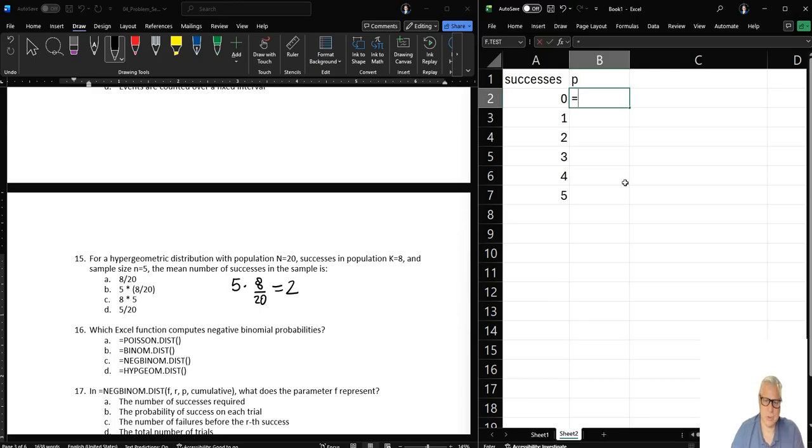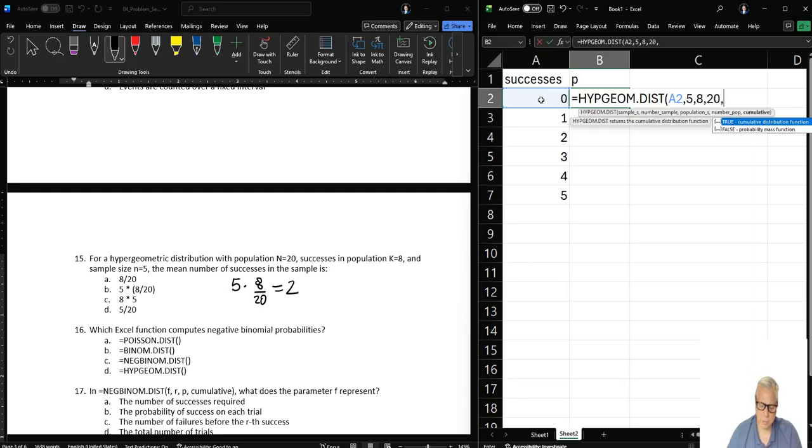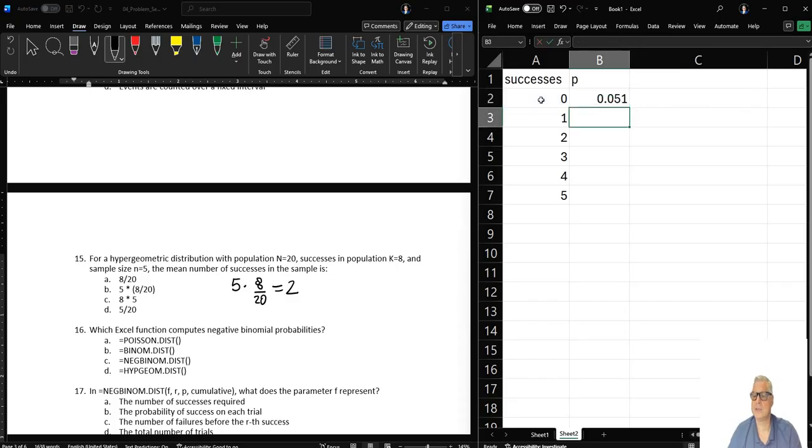So we use the hypergeometric distribution formula. Sample successes, could be 0. The number in the sample, that's 5. Then the population successes is 8. And the population number is 20. And I don't want it cumulatively, so that's 0. Okay, so that's 5%. Now let's copy this down.